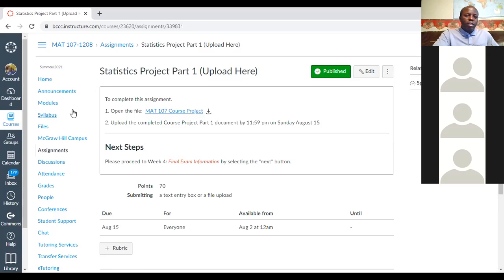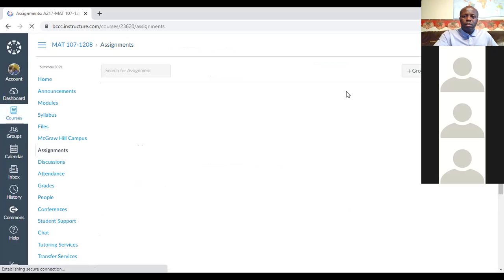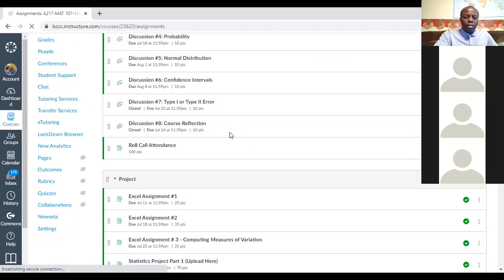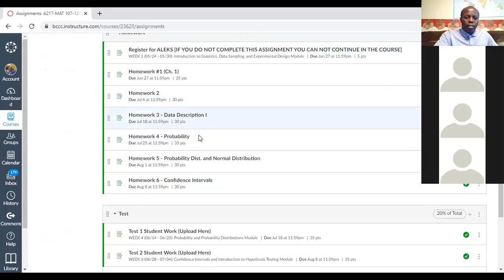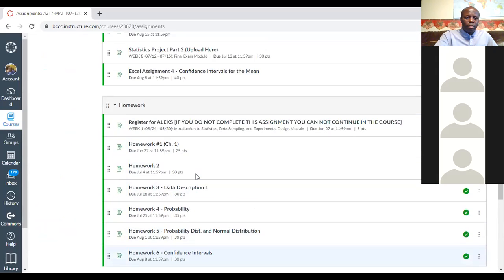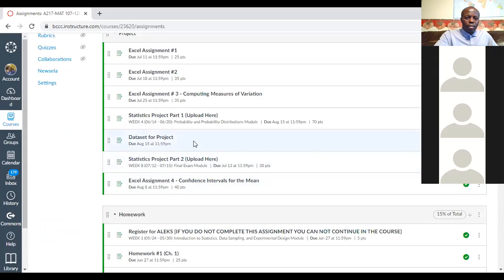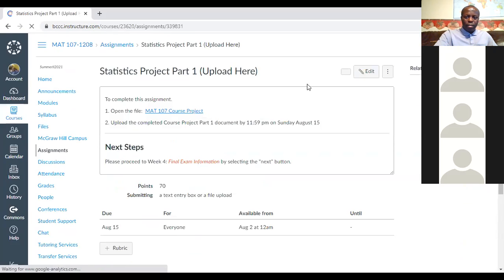Still locked. In that case, let's try the other one then. I can do this. Project. That's the data set project. Oh, but I'll take care of it now. Let's see.